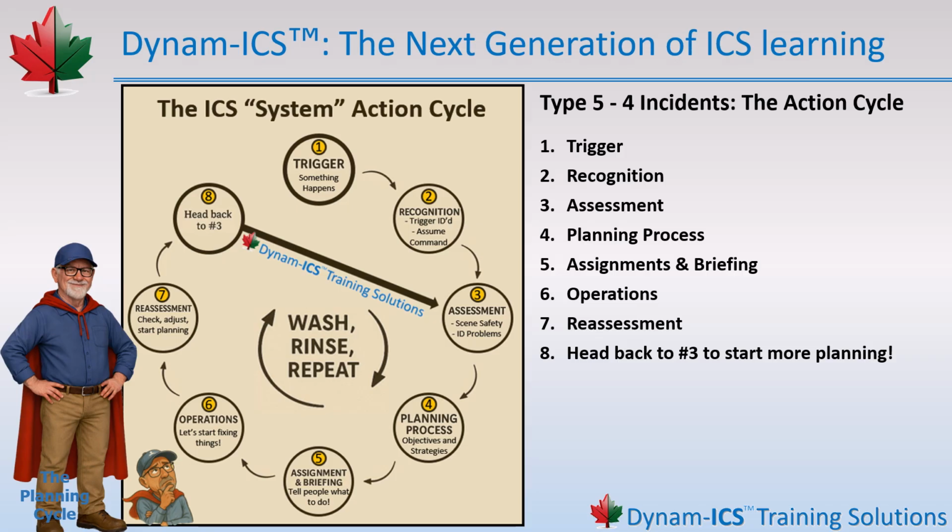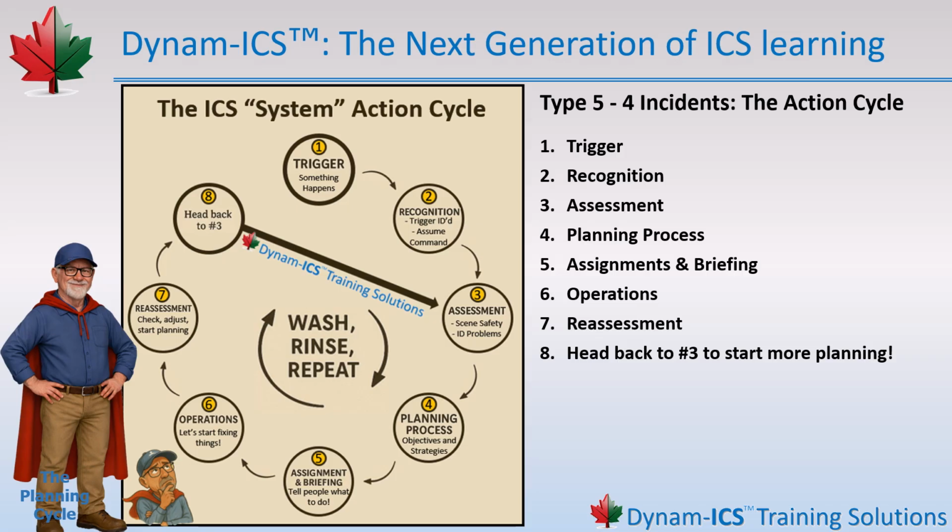If there's still work to do, the cycle repeats. Wash, rinse, repeat. In those lower complexity incidents, that cycle will usually carry you all the way to the end of the event. There's no need for formal operational periods, written incident action plans, or structured planning meetings. You plan just enough to solve the problem in front of you, and then you move on.